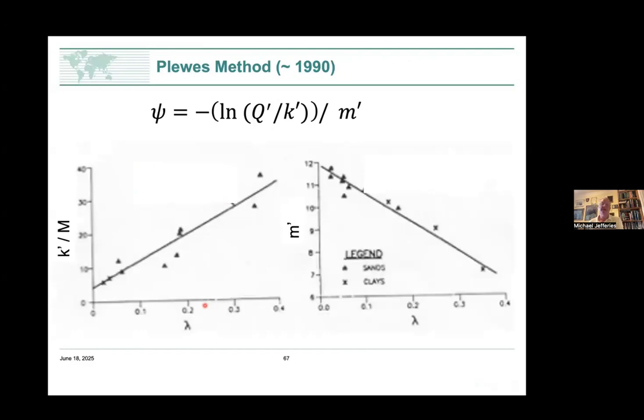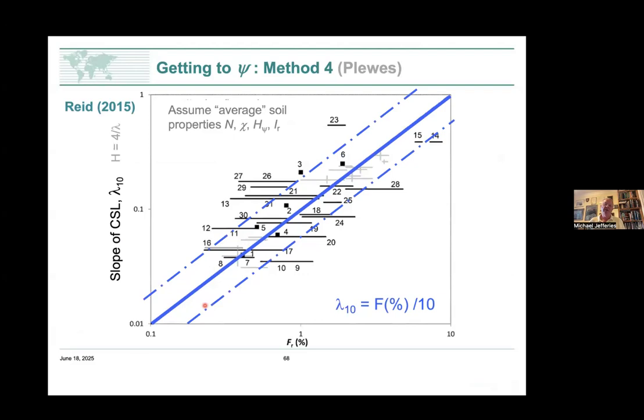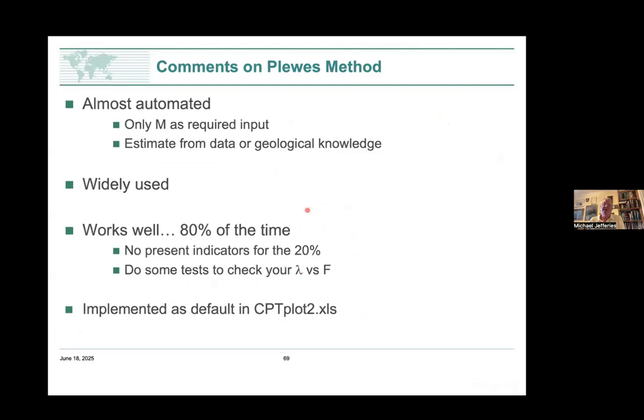When we first came up with this method, we just said, here it is, and we plotted things up and related things to the friction ratio. David Reed, 10 years ago now, looked at a wider database, and what we have is that lambda 10, which becomes kind of a key property for us, is simply the friction ratio divided by 10, and it may be in or out by a factor of 2. So we've got an almost automated method. The only input required is the soil friction ratio M, and you can do that from geological knowledge. Just look at the grain shapes. Are you dealing with sands or silt or whatever? You can estimate M.